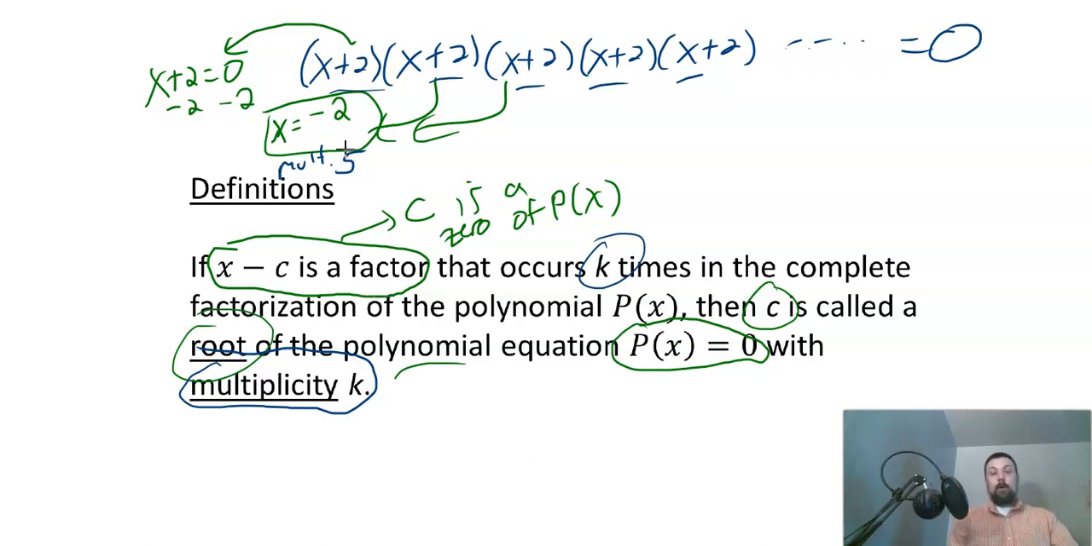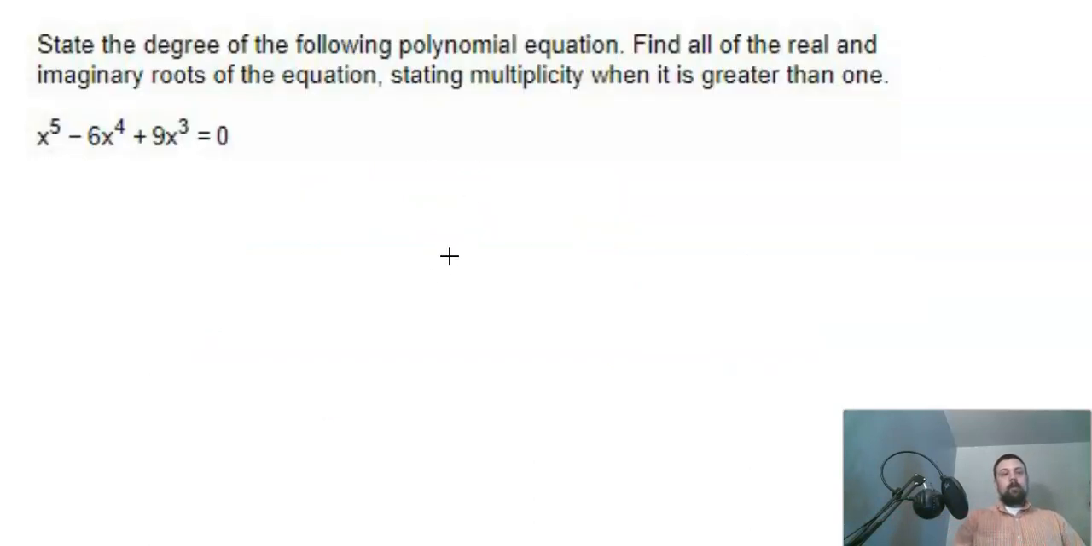It's the same answer over again, but it's about bookkeeping, right? We need to keep track of how many times this answer is showing up, how many times this answer is showing up. And you'll see why in just a minute. All right. So that's what multiplicity is. All right. So let's go ahead and do this. And I messed up here.